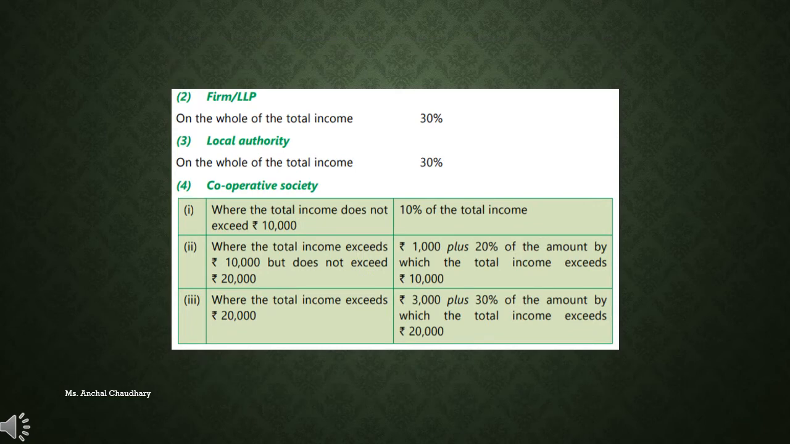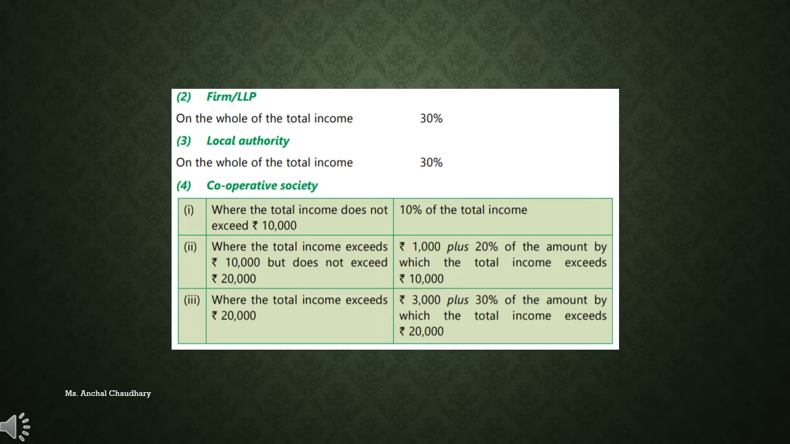In case of a firm or LLP, on their total income, the tax will be levied at 30%. When it's a local authority, then on the total income of the local authority, the tax rate will be 30%.